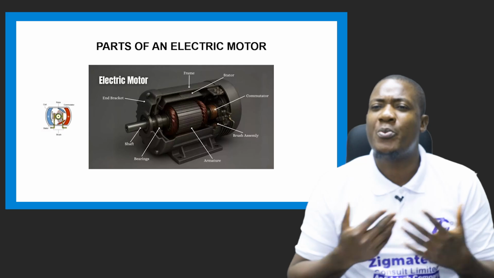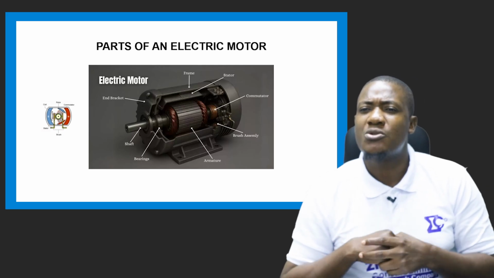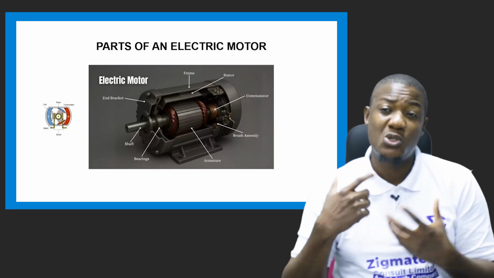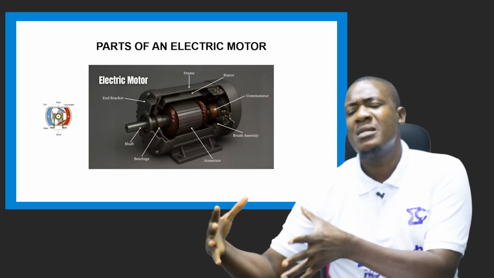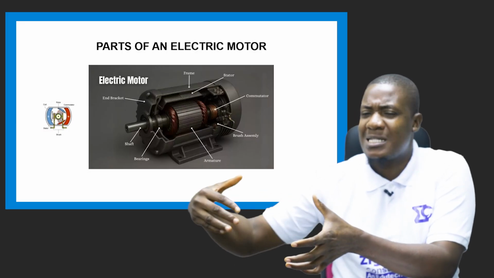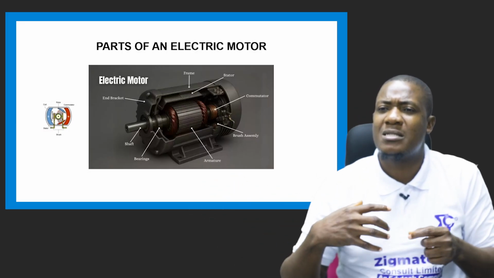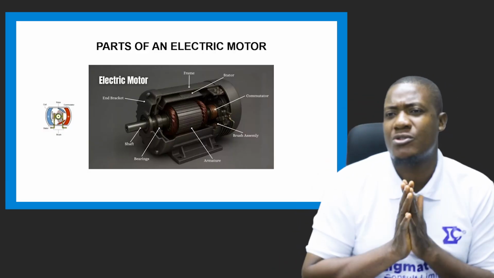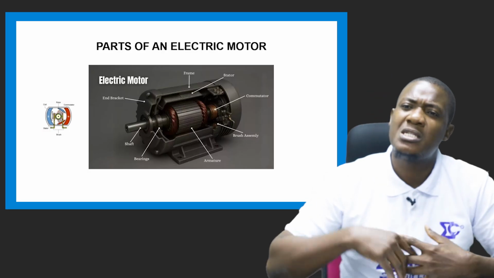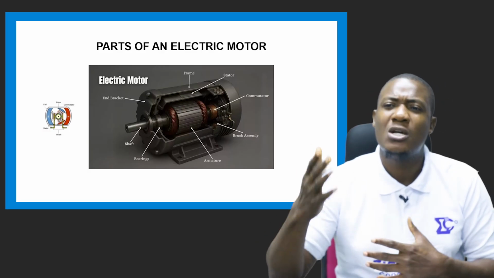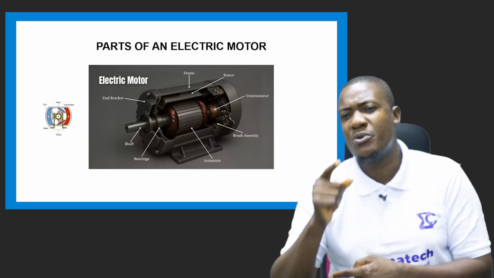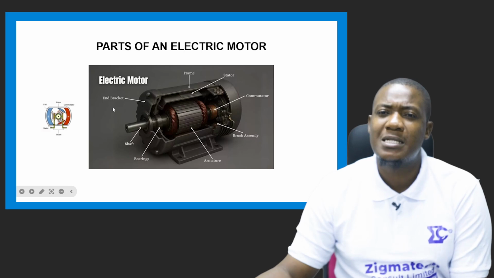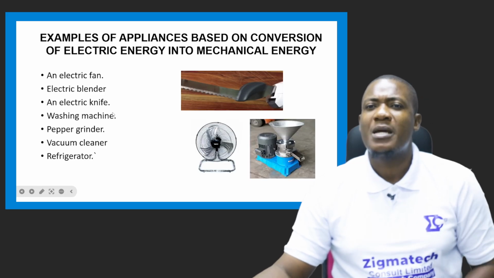Actually, the electric motor operates on the principle of electromagnetism. That simple thing I have explained is the concept of electromagnetism: when we have a conductor that is carrying current in a magnetic field, that conductor experiences a force, and that force causes a turning effect on that conductor. So on that principle, the electric motor operates. We call it the principle of electromagnetism.